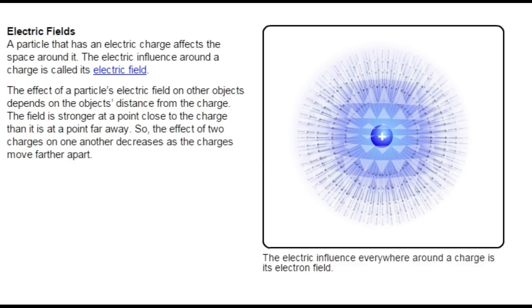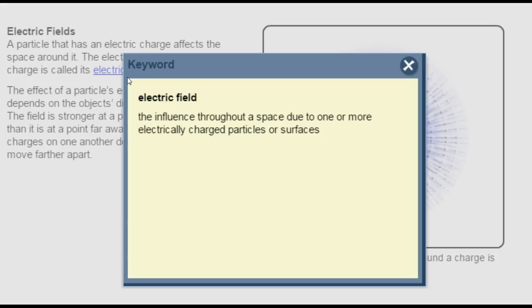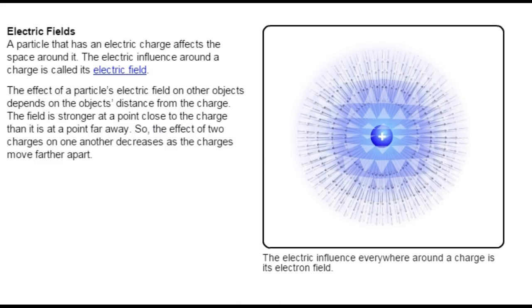A particle that has an electric charge affects the space around it. The electric influence around a charge is called its electric field. Please make sure you write this definition in your science journal. The effect of a particle's electric field on other objects depends on the object's distance from the charge. The field is stronger at a point close to the charge than it is at a point far away, so the effect of the two charges on one another decreases as the charges move farther apart.